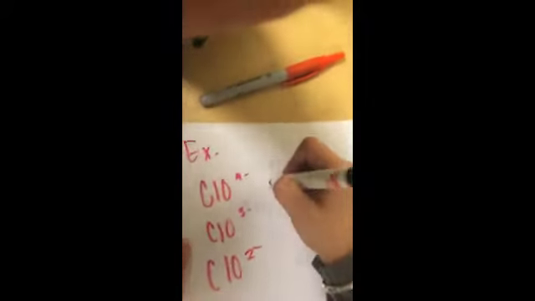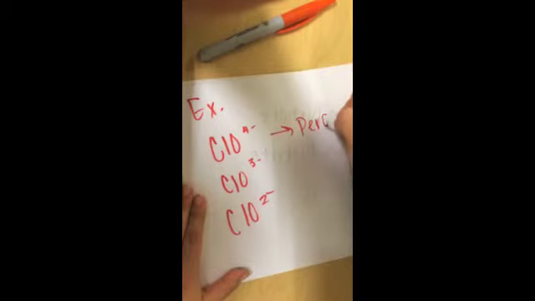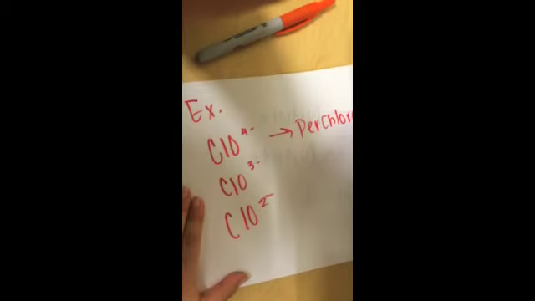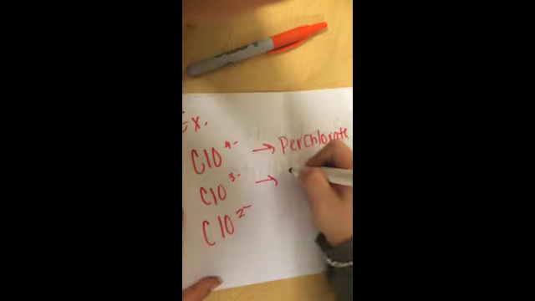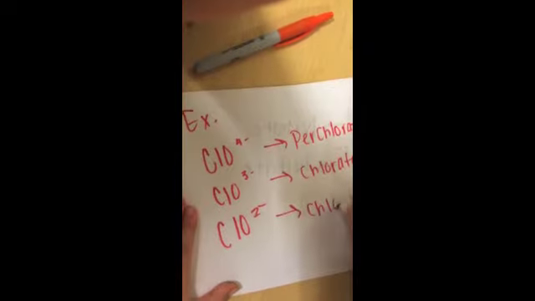Okay, sorry. So what it stands for is that when it has a -4 charge, it is perchlorate. When it's a -3 charge, it is chlorate. And when it has a -2 charge, it is chlorite.